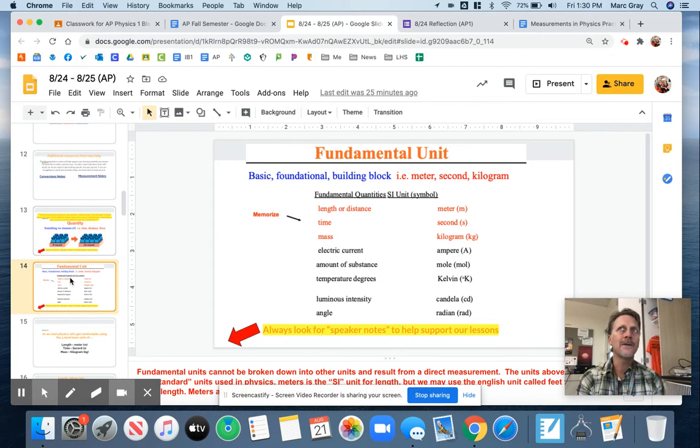Now, we also need to record the unit that goes along with that. So if I say I'm just going 30, it leaves a lot of uncertainty. Are you going 30 kilometers per hour?